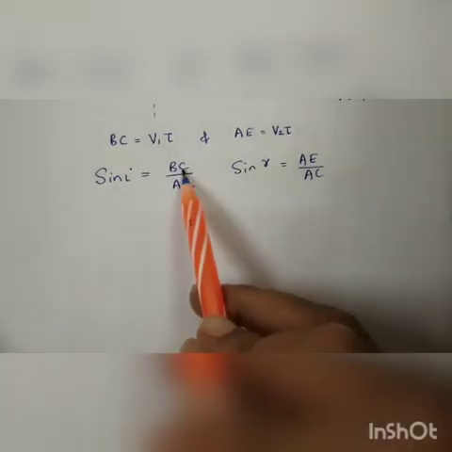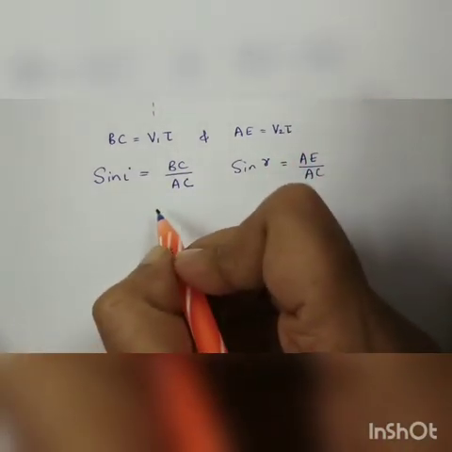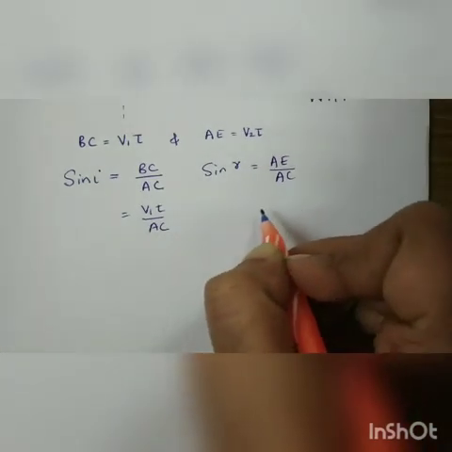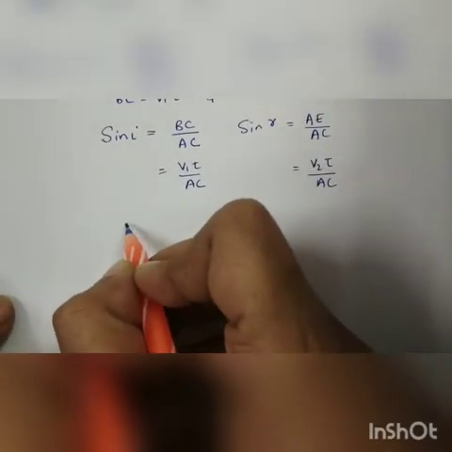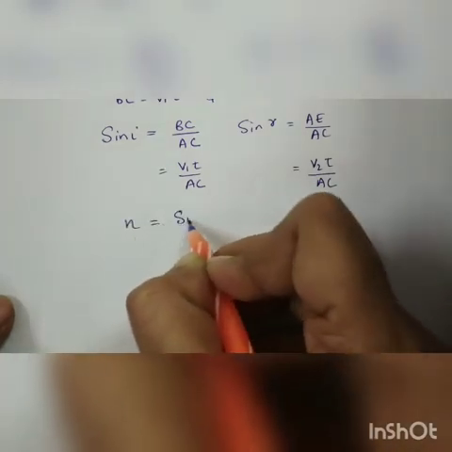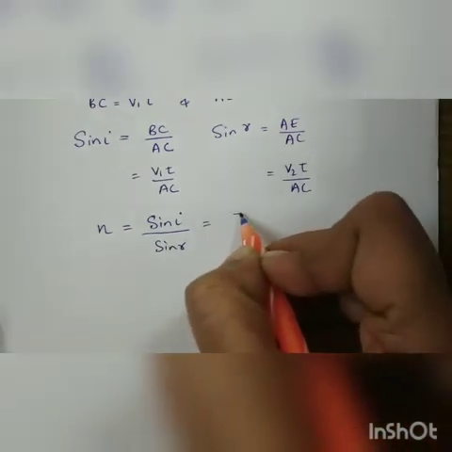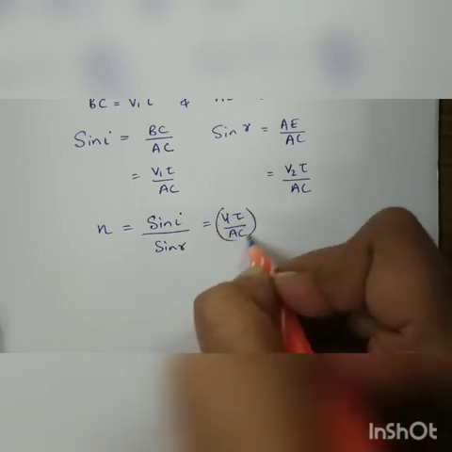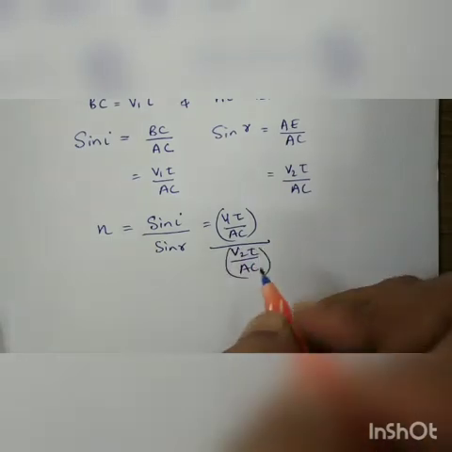Now instead of BC we can write v1t, instead of AE we can write v2t. So sin i is equal to v1t by AC, sin r is equal to v2t by AC. So let us find out the refractive index. n is equal to sin i by sin r, which is equal to v1t by AC divided by v2t by AC. AC and AC get cancelled.